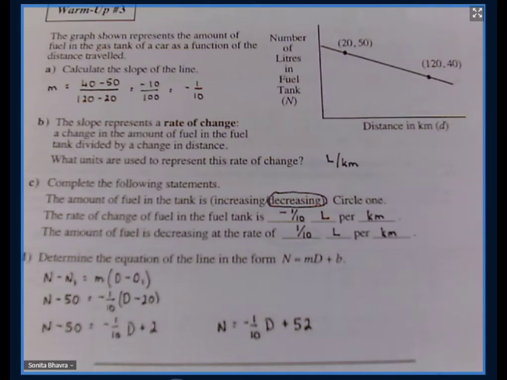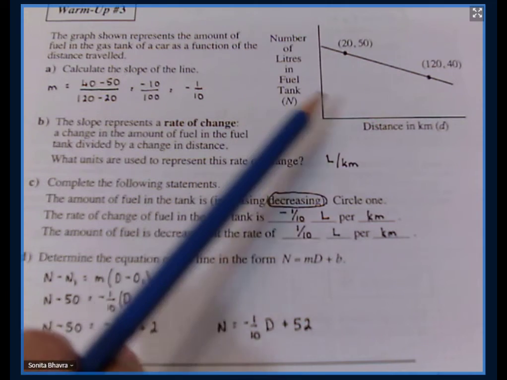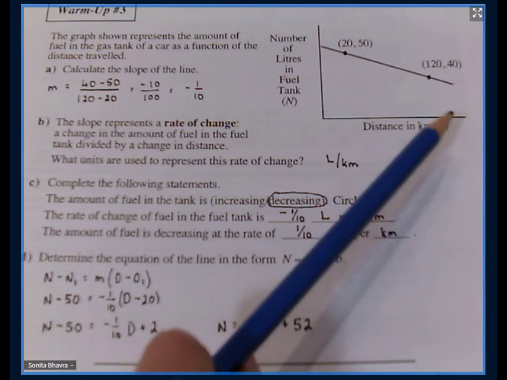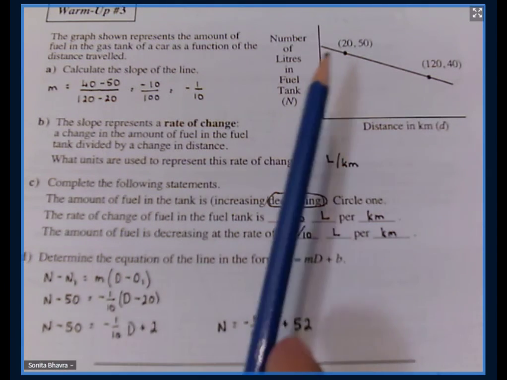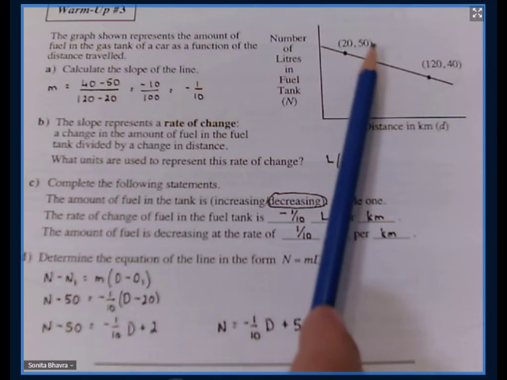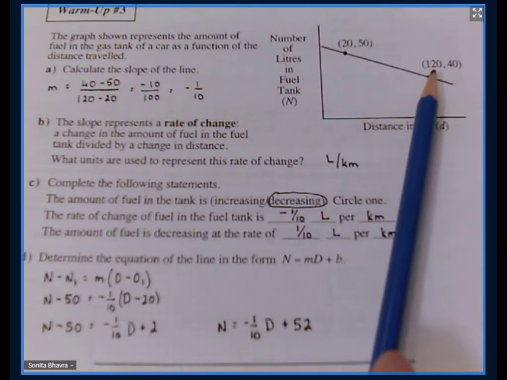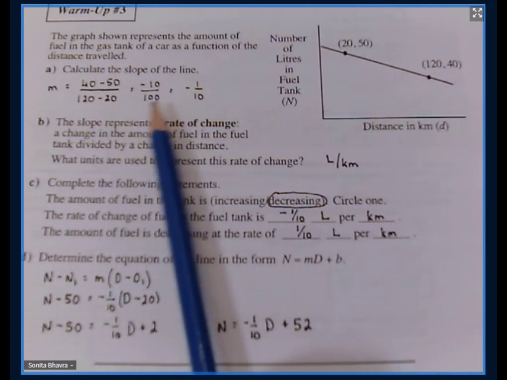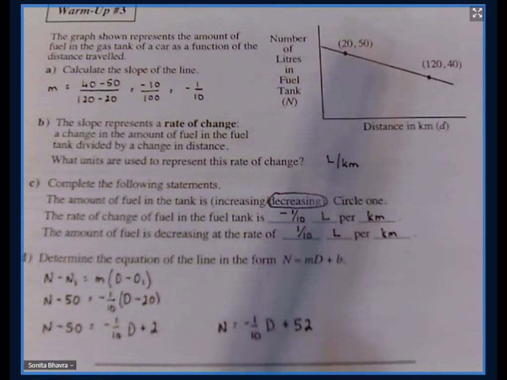Okay, so our next example, we have another rate of change. We have on our y-axis number of liters in the fuel tank represented by N, and it's in distance in kilometers represented as D. So calculate the slope of the line. So in this case, we're doing 40 minus 50 for our rise, which is negative 10, and then 120 minus 20, which is 100. So we do end up with a negative slope, a slope of negative 1 over 10, which is what we should see because the line is going down, so it's supposed to be a negative slope.